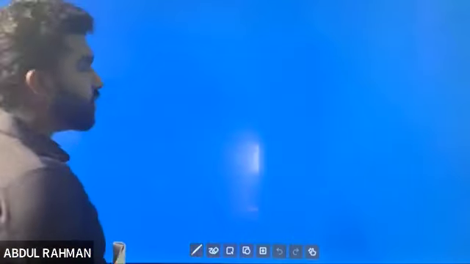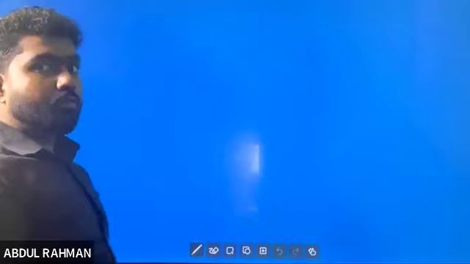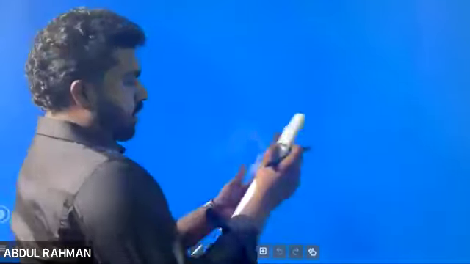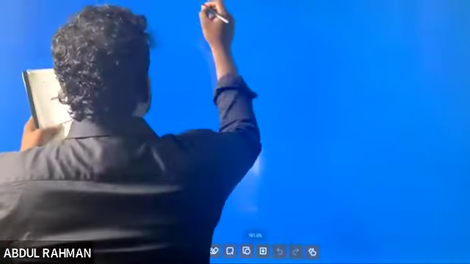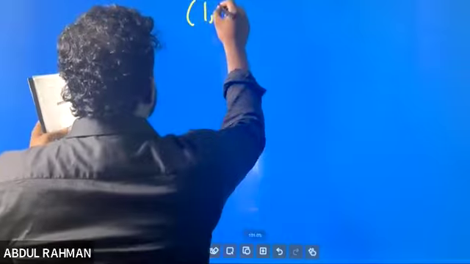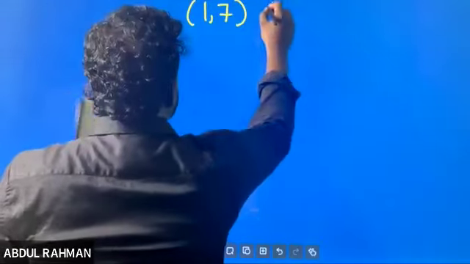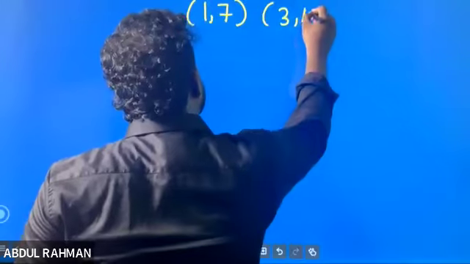Now we saw how to find out the equation of the graph when the intercept and one coordinate are given. Now we are going to find out the equation of the graph when only two coordinates are given. What is the problem now? Now two coordinates are given to you. What are the coordinates? 1, 7 is given. 3, 15 is given.